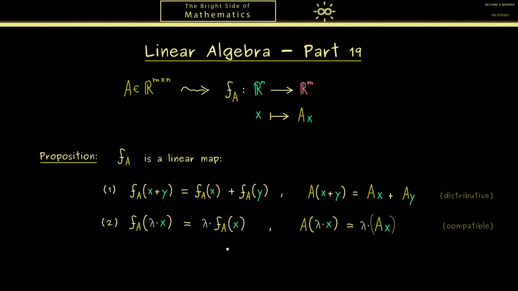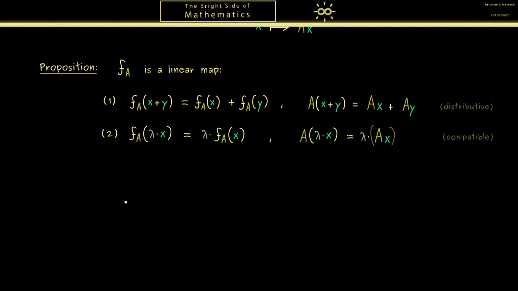Now, maybe in order to understand this property, let's look at a two-dimensional example. This means we want to choose a matrix A with two columns. And as always, let's call the columns A1 and A2. And now we apply this matrix A from the left to a vector x and a vector y. This means both vectors also need two components now.